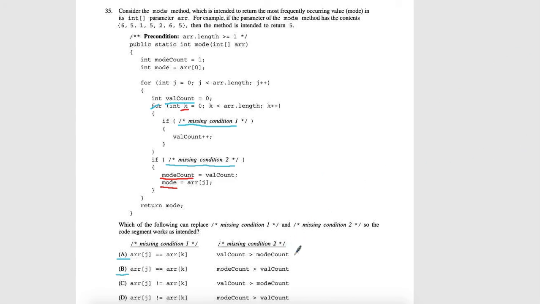Well, where does that happen? We only have 2 possible answer choices. Well, where is val count greater than mode count? In other words, where is the current value greater than the current mode? That is here. So we're talking about answer choice A.